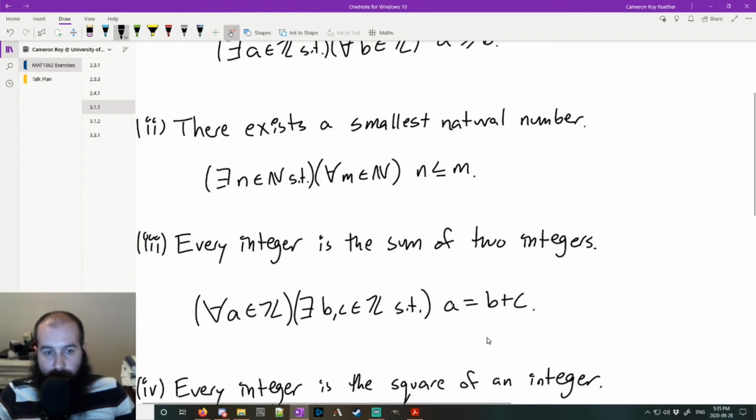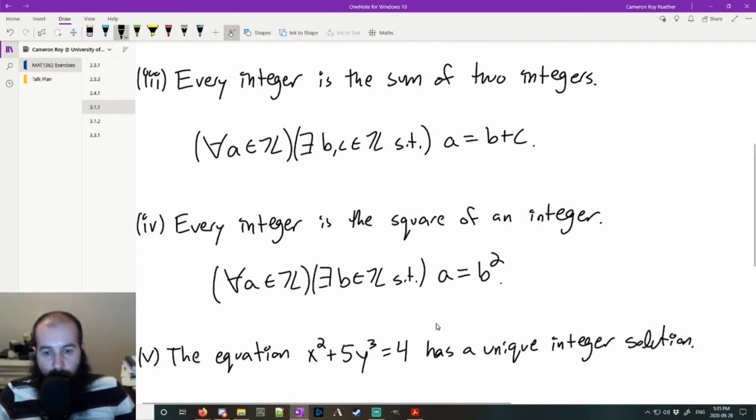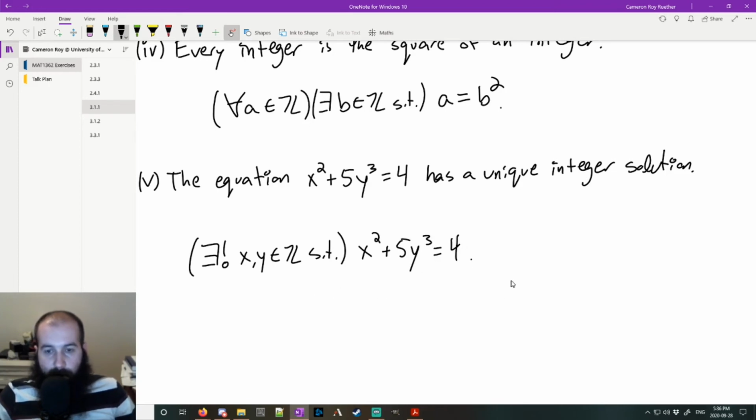4, every integer is the square of an integer, is very similar. Every integer is for all. So for all integers a, it is the square of some integer, which means that there exists an integer b such that a is equal to b squared. And finally, 5 states that the equation x squared plus 5y cubed equals 4 has a unique integer solution. This is an existence statement. It has at least one and exactly one solution. So exists unique is expressed with the existence quantifier and an exclamation point. So this means there exists a unique pair of integers, x and y, such that this equation is satisfied. So that's how all of these would be translated.